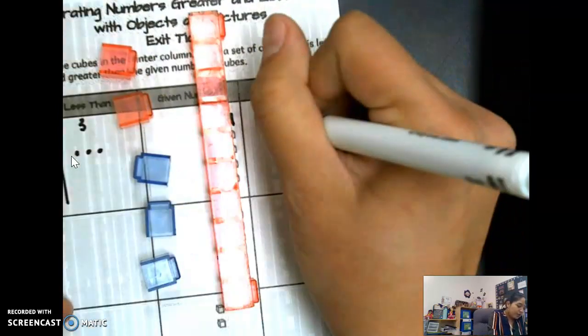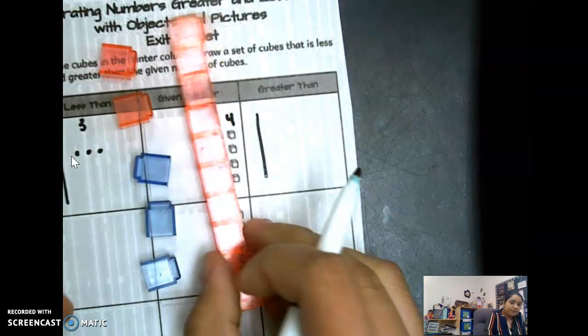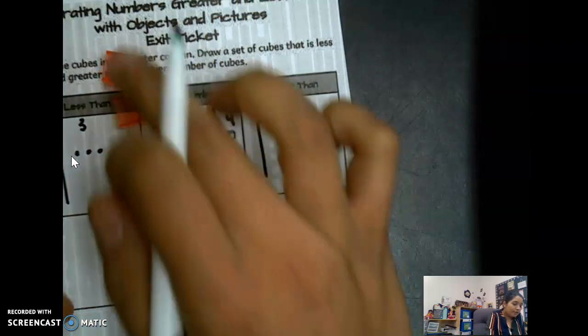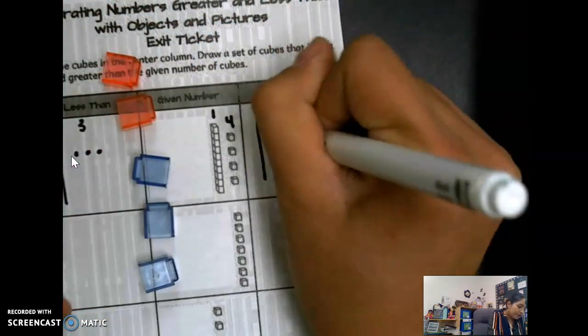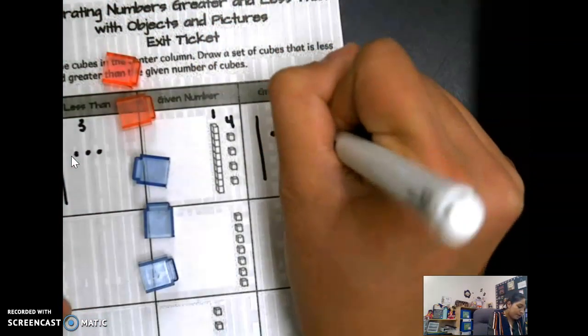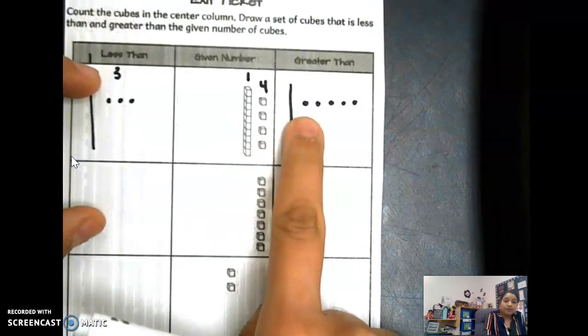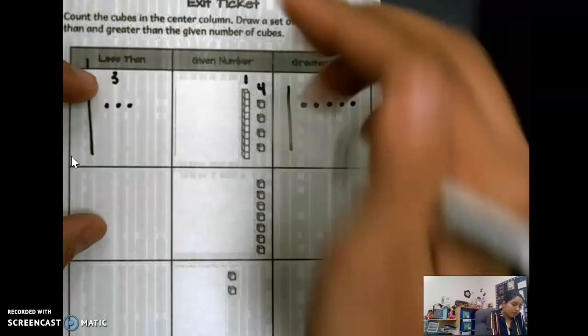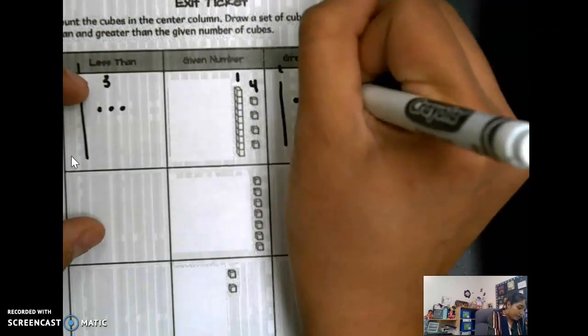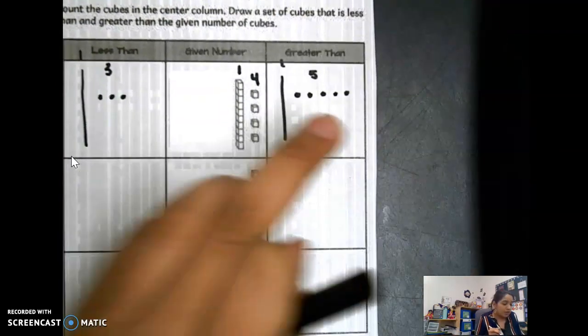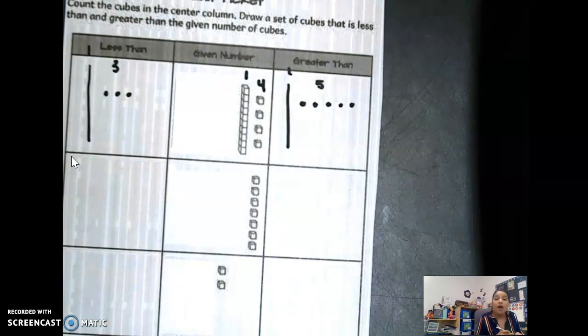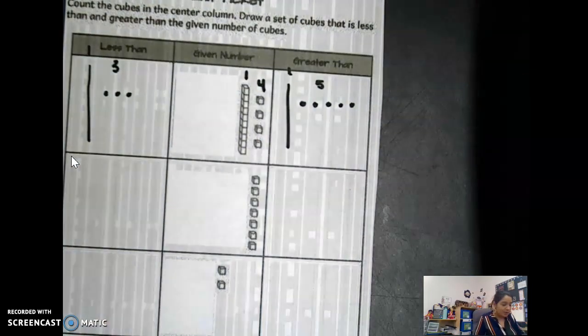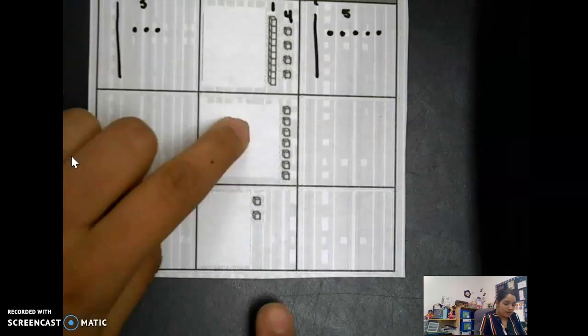So let's go ahead and draw our 10 and our 5 ones. So our 10, we just draw a straight line. And then our 5 ones, we draw 5 dots. 1, 2, 3, 4, 5. So that gives us 5 dots. So we have 1 and 5. So are 5 ones greater than 4 ones? Yes. Good work. Let's go ahead and go to the next one.